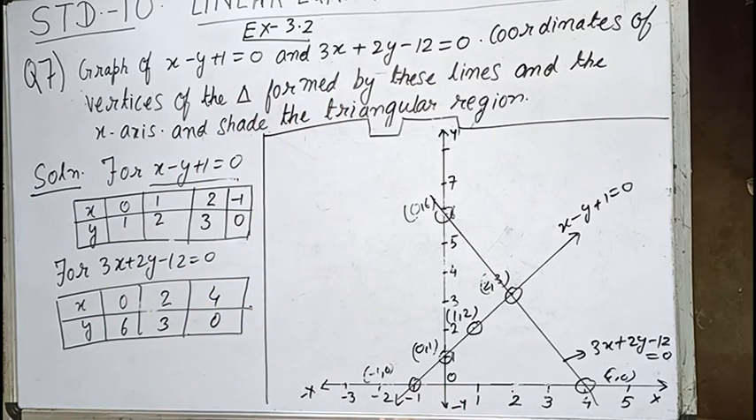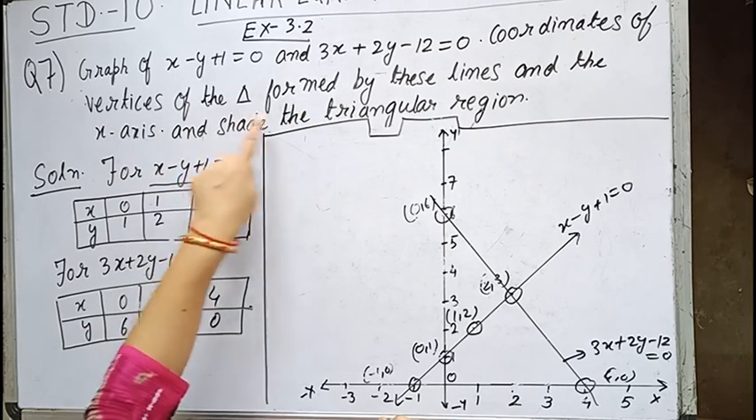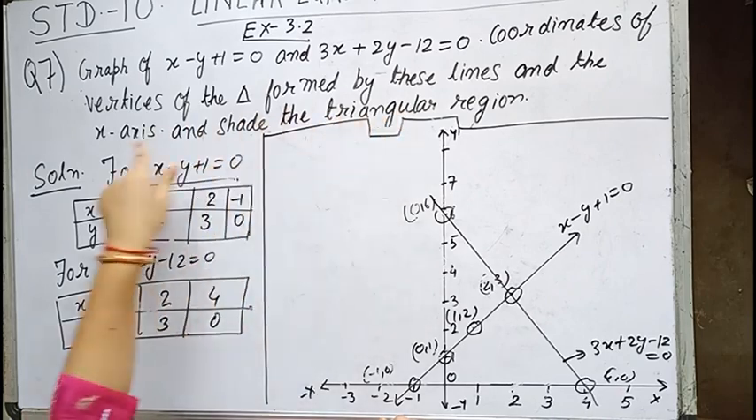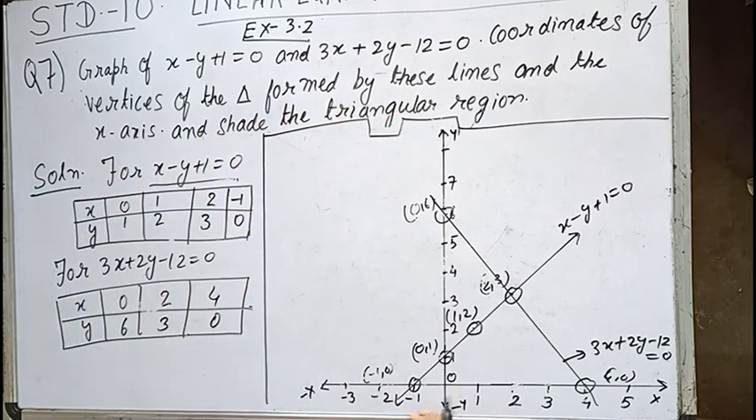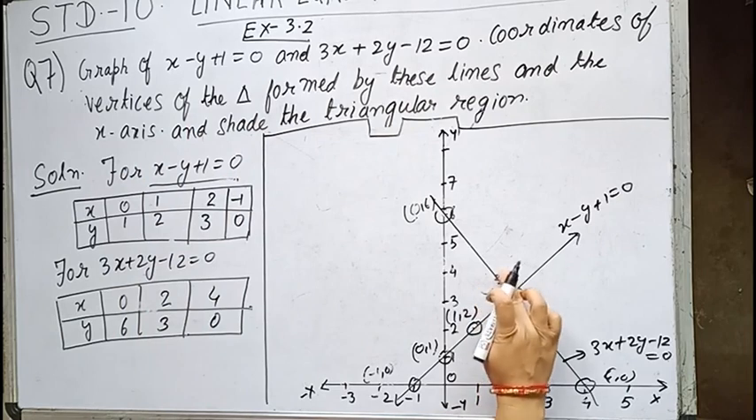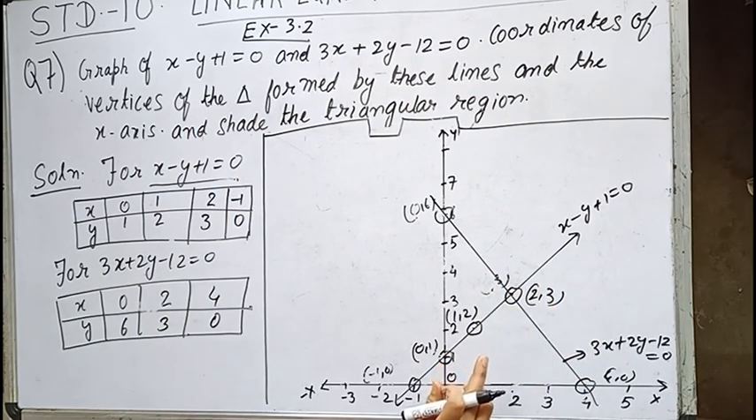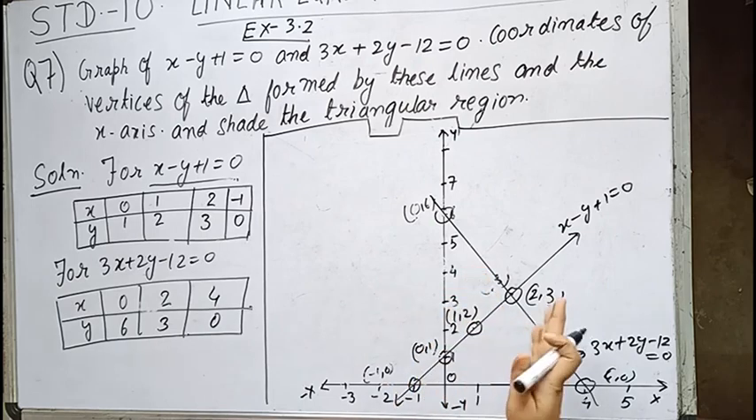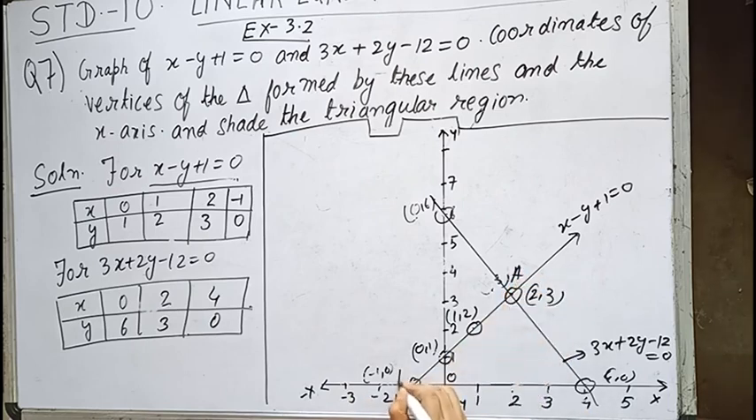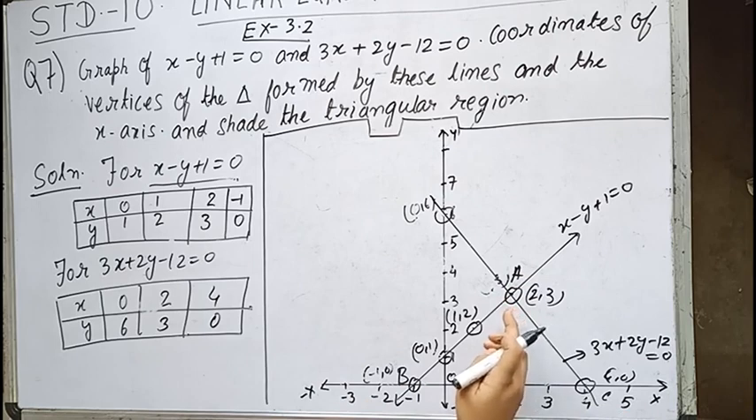Now the second part of the question is saying, find the coordinates of the vertices of the triangle formed by these lines and the x-axis. Now in this question we know that the coordinate of this point is 2, 3, and this point 2, 3 is the point of intersection of these two lines, and the triangle formed by these two lines and the x-axis is this triangle A, B and C, and this point 2, 3 is one of the vertices of this triangle. So no need to calculate it.